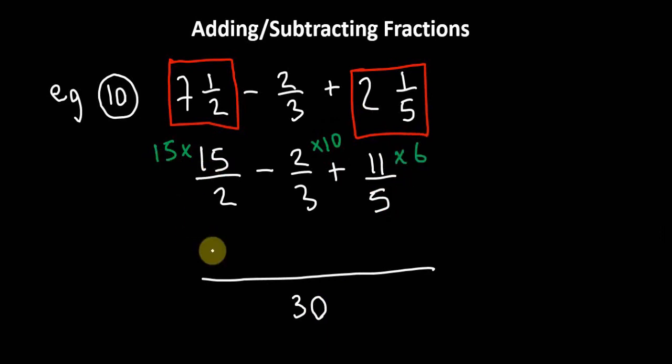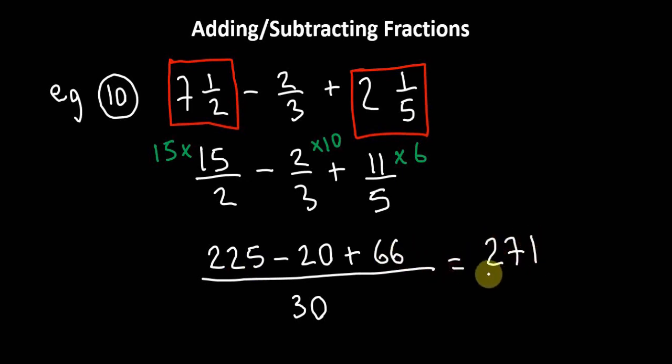Now 15 times 15 will give us 225. Bring the minus sign here. 2 times 10, that's 20. Bring the addition sign here. 6 times 11, that's 66. Now 225 minus 20, that's 205. And 205 plus 66, of course, that's 271/30. And that's pretty much our answer.